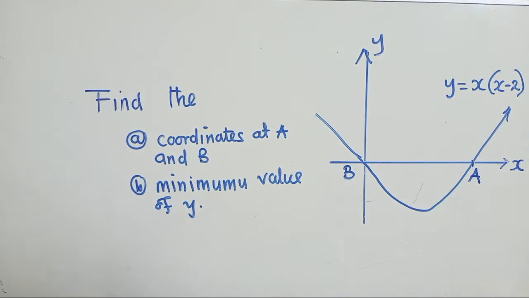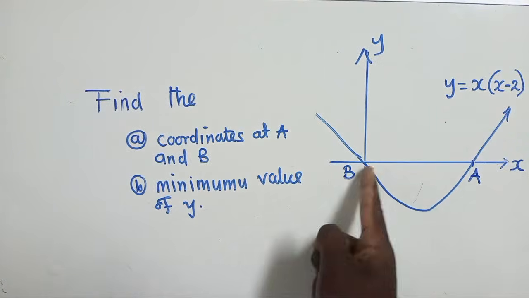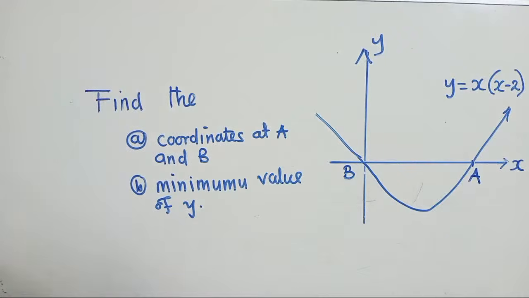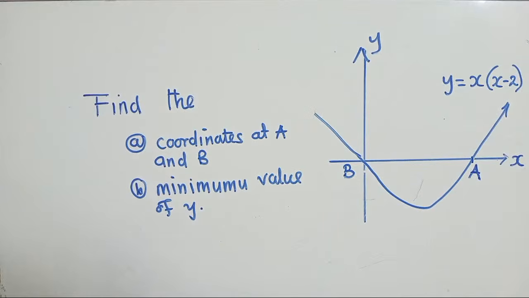So if you can see, we've got a graph, and they want us to find the coordinates at points A and B. That's question A. Question B, we are expected to find the minimum value of y at a turning point.